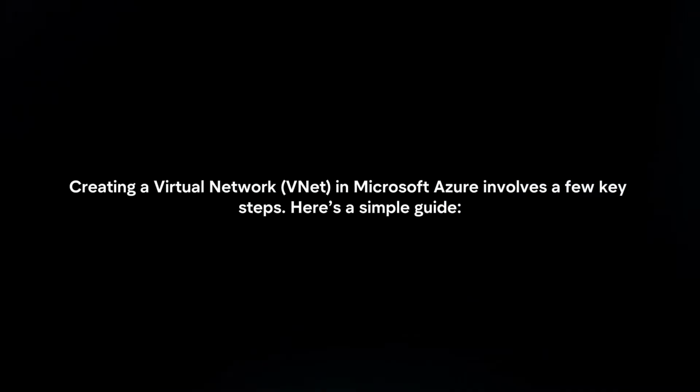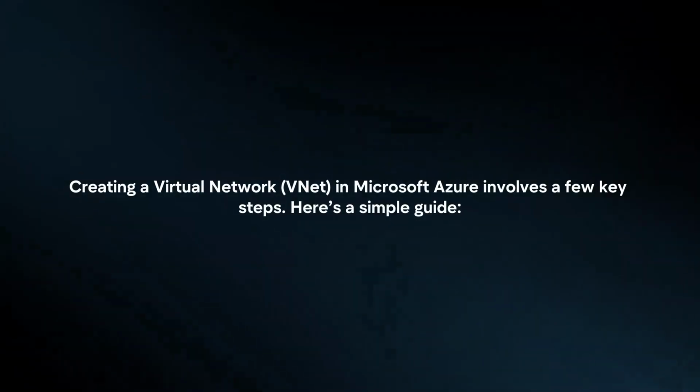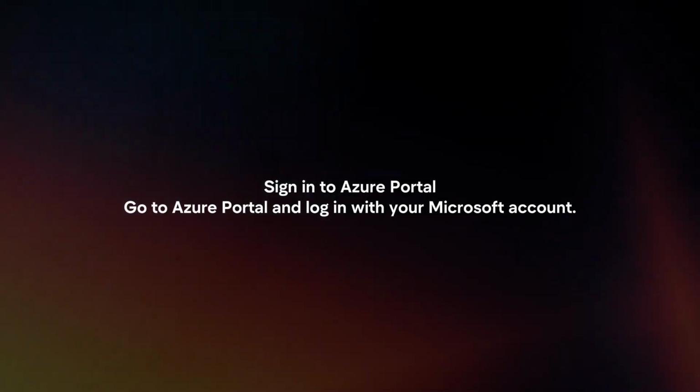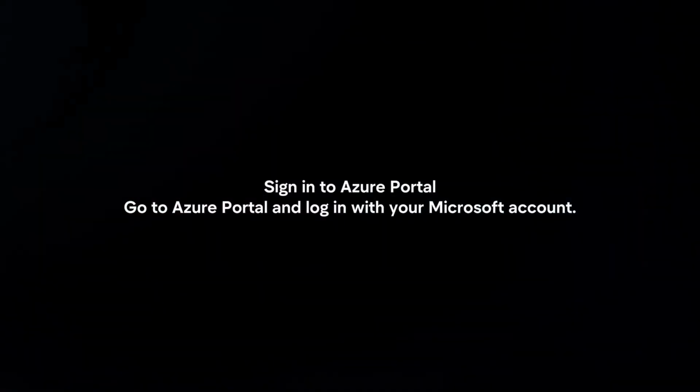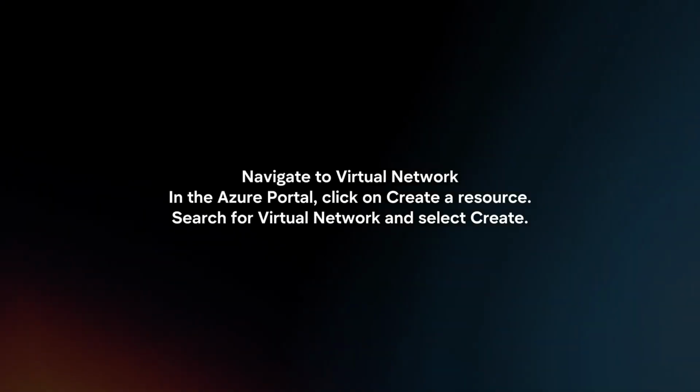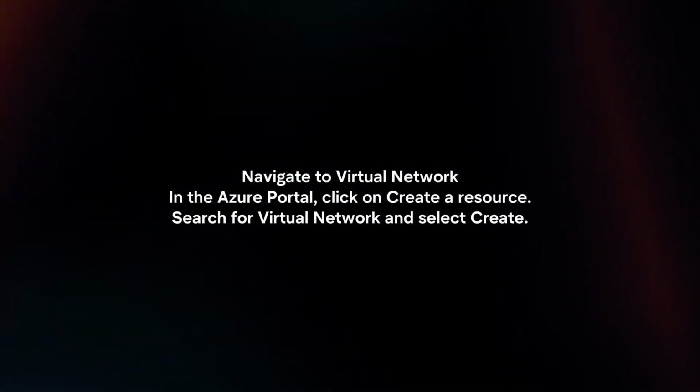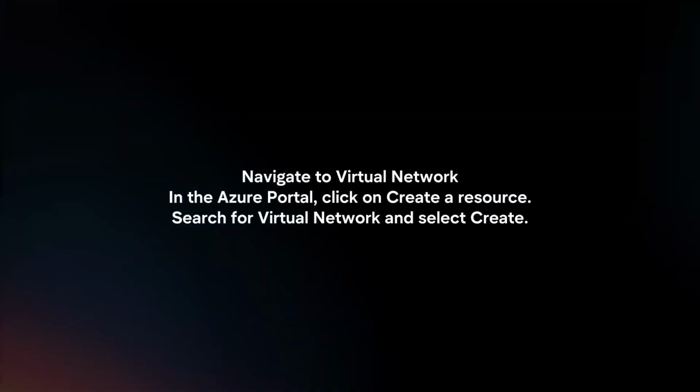Creating a virtual network in Microsoft Azure involves a few key steps. Here's a simple guide. Sign into Azure Portal. Go to Azure Portal and log in with your Microsoft account. Navigate to Virtual Network. In the Azure Portal, click on Create a Resource. Search for Virtual Network and select Create.